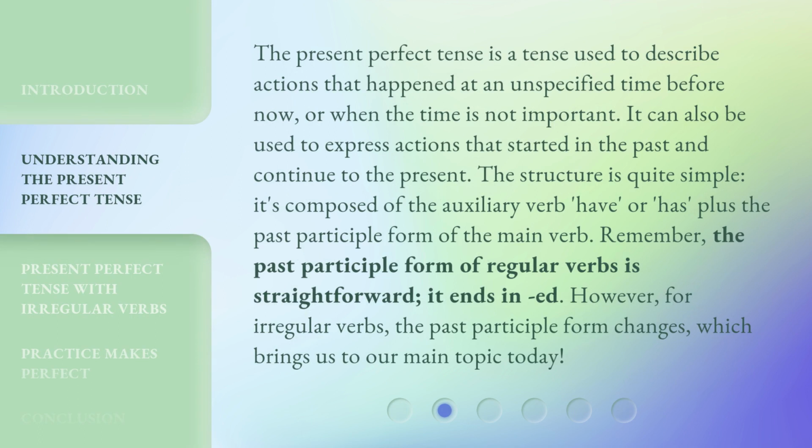The present perfect tense is a tense used to describe actions that happened at an unspecified time before now, or when the time is not important. It can also be used to express actions that started in the past and continue to the present. The structure is quite simple. It's composed of the auxiliary verb, have or has, plus the past participle form of the main verb.